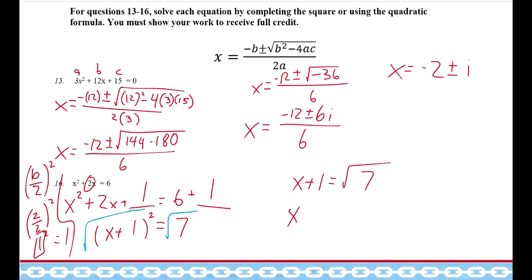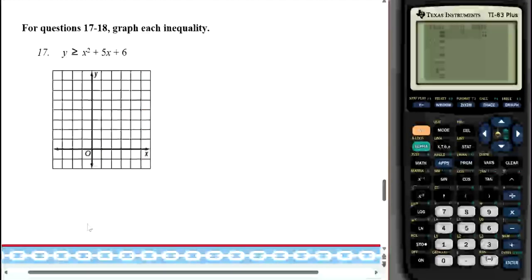So then I would need to subtract away this 1. X equals square root 7 minus 1. The best way to rewrite this would be the negative 1 out front, and then the square root of anything is going to be plus minus. So it would be negative 1 plus minus square root of 7. So those are a lot of work. I don't think it's necessarily difficult work, just lots of order of operations work.